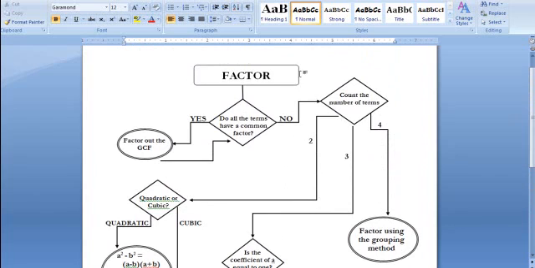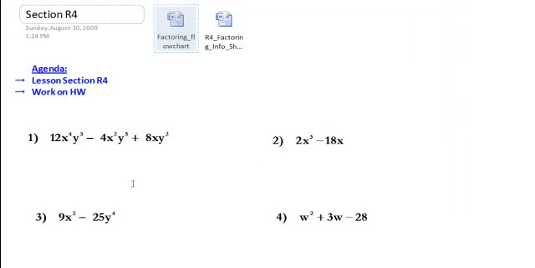Okay, so again, as we go through each of these factoring problems, take a look at this factoring flowchart to help you think through the thought process and hopefully make factoring easier for you. Okay, so let's go on with today's lesson.